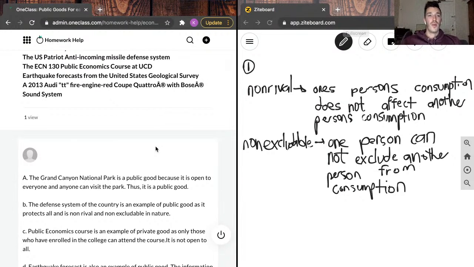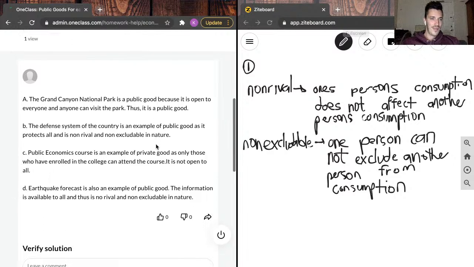Lastly, a 2013 Audi TT Fire Engine Red Coupe Quattro with Bose sound system. Is that an ad? Did I just read an ad?